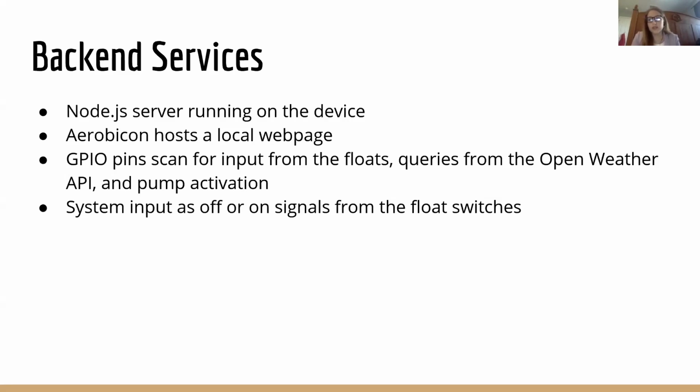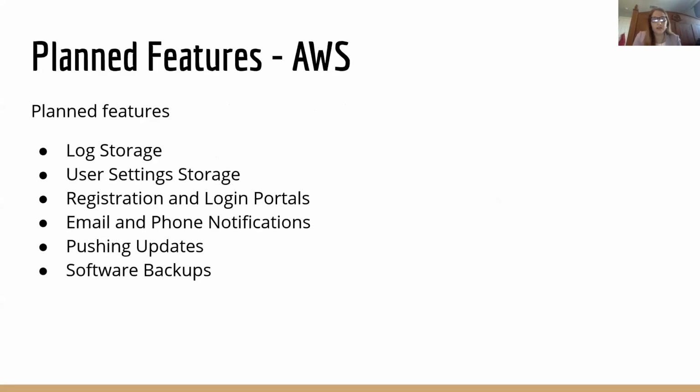So one switch will indicate that the tank is full or almost full and needs to be pumped, or that the tank has not been pumping properly and needs maintenance. The input will be transmitted through the pins in the device and read by the Node.js server that is constantly running on the device. That's the way that we're doing it currently, but as we're moving forward, we're looking at implementing a lot of AWS features for things like log storage, user settings and storage, our registration and login portals, our email notifications, and potentially AWS to push updates to the device where necessary and use it for our software updates and backups.